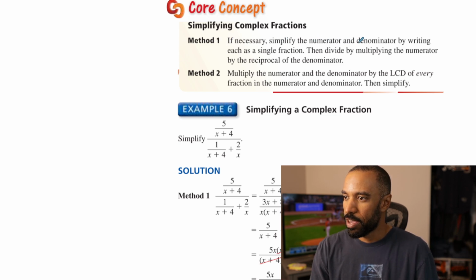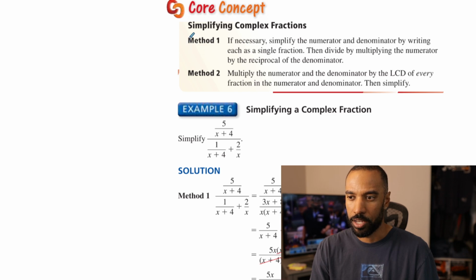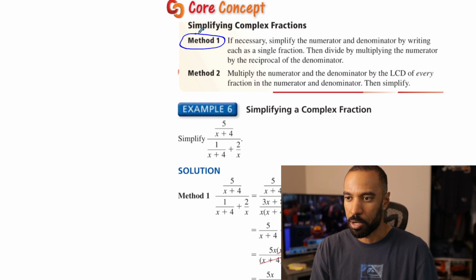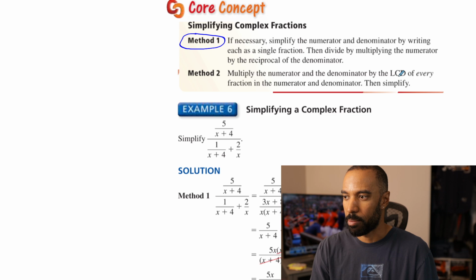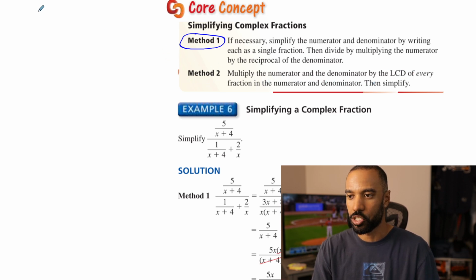If necessary, simplify the numerator and denominator by writing each as a single fraction, then divide by multiplying the numerator by the reciprocal. That's what I do. I do method number 1. I don't know what method number 2 is yet. Let's see. Multiply the numerator and denominator by the LCD of every fraction. I don't do that. We'll look at the 2 examples and we'll see.